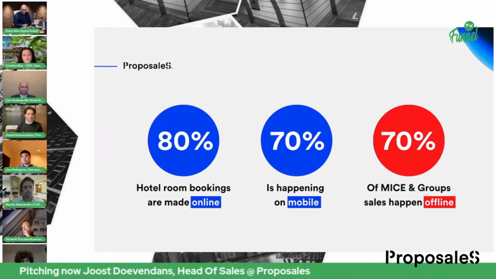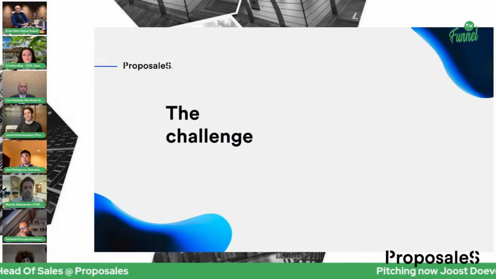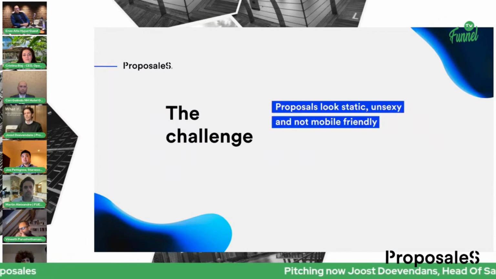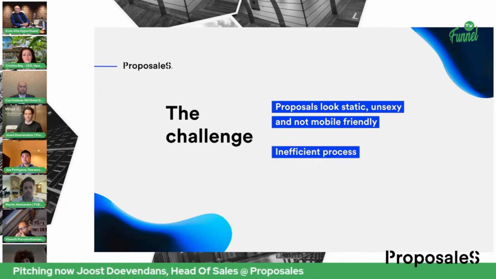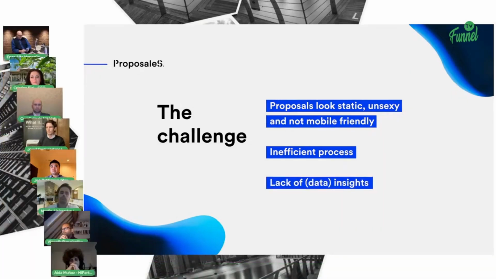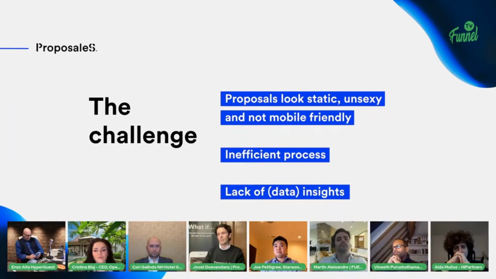The good thing about that is that it's still heavily direct, and that is a huge opportunity for hotels. The challenge with it being offline is that proposals look static, unsexy, and not mobile friendly. It's a really inefficient process, both for sales teams and for customers booking MICE and group business or rooms. And there's a lack of data insights. That lack of data insights is blocking modernization, and it's blocking managers from having a good insight into what is happening in a huge market segment.